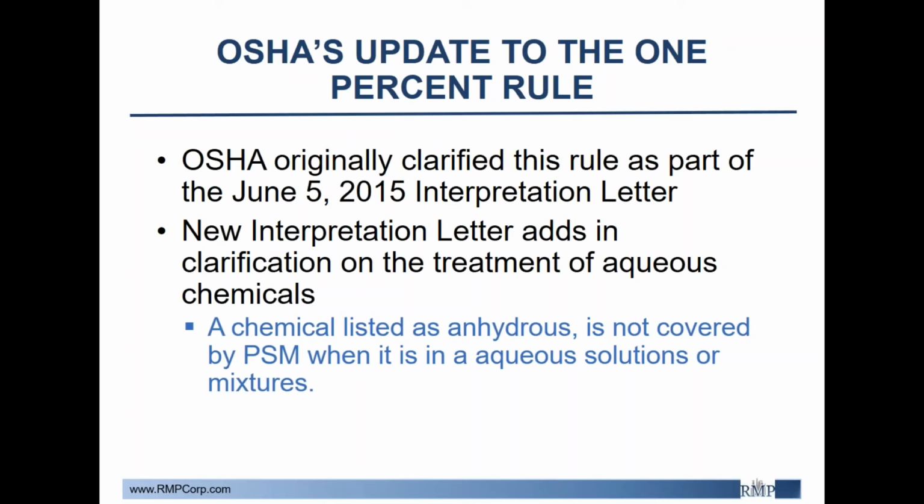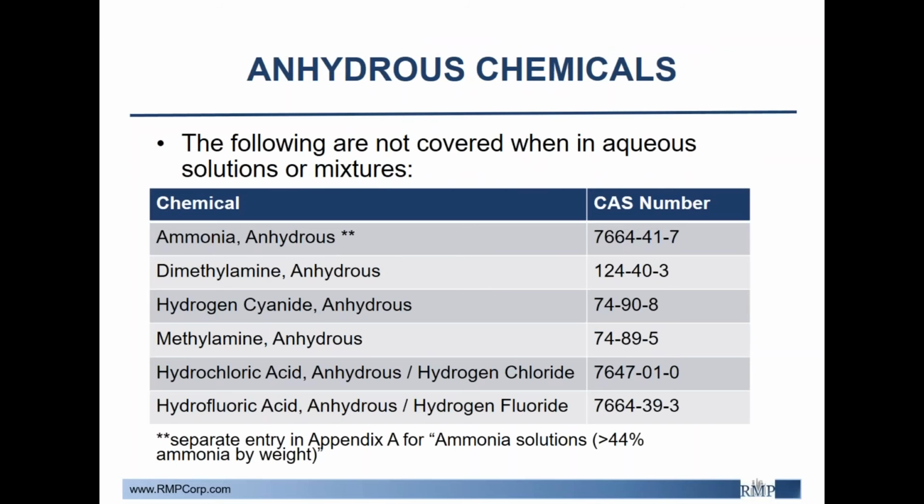the July 2016 interpretation letter adds clarification on the treatment of aqueous chemicals. It specifically mentions that if a chemical is listed as anhydrous within Appendix A, it is not covered by PSM when it is in an aqueous solution or mixture. So here's a table of the anhydrous chemicals listed in Appendix A. These are not covered when in aqueous solutions or mixtures. An exception is anhydrous ammonia because a separate entry exists in Appendix A for ammonia solutions at greater than 44% by weight.